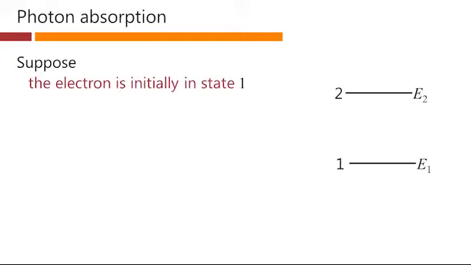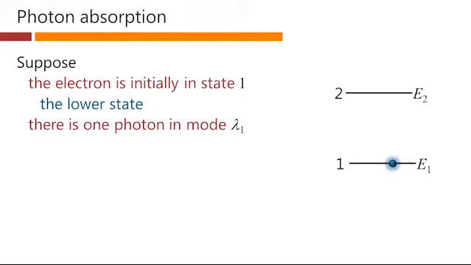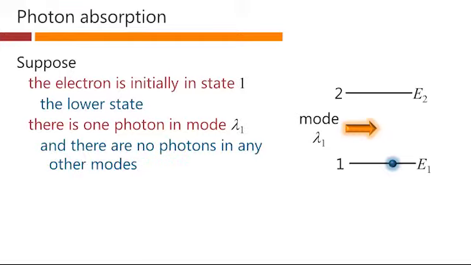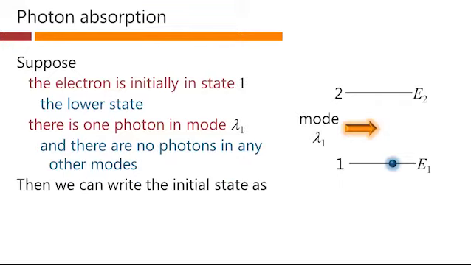Suppose that the electron is initially in state 1, the lower state. So here's the electron in that state, figuratively. We presume also that there's one photon in a specific mode, which we'll call lambda 1. So here's our photon, figuratively, in this mode lambda 1. And we also presume for simplicity that there are no photons in any other modes. We can come back later and understand what happens when we have many photons in many different modes.